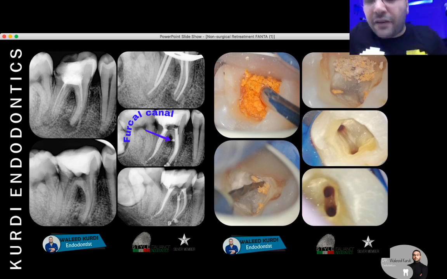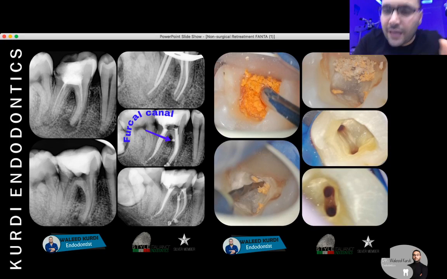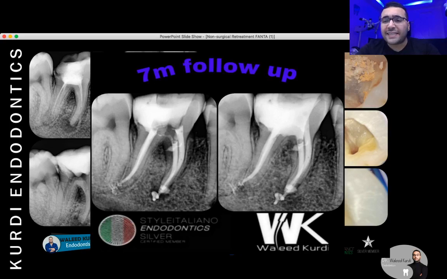Here is how I removed it. First of all, when I opened, I found a lot of gutta-percha in the floor of the pulp chamber. Simply I removed it with ultrasonic, and then you can see the file in the distal, and in the mesials I used the Fanta AFF 1 blue files. And here is only a 7-month follow-up. I used bioceramic sealer, as I always say, and you can see the focal radiolucency disappeared completely, and even the periapical lesion disappeared completely, and everything's fine, touching wood, thanks God.